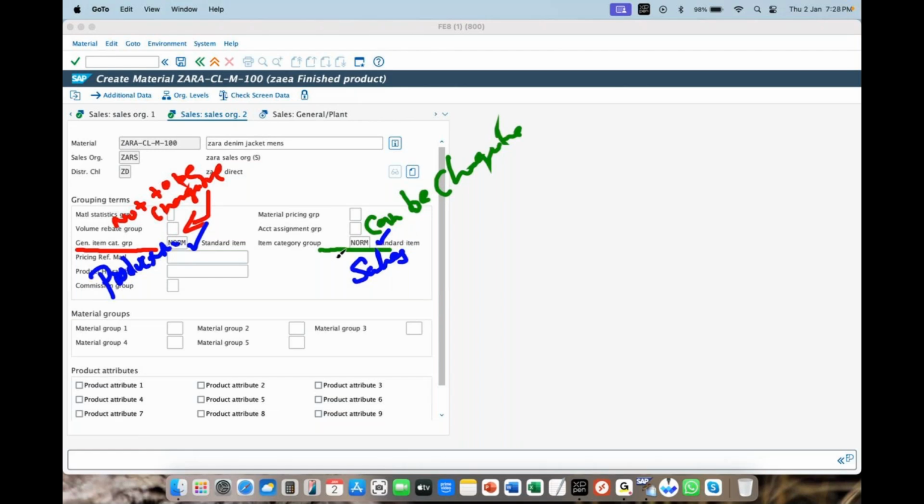So for the time being, let it be norm here. In the coming sessions, we'll see how to customize other item category groups and what the purpose of them is. At the moment, you all understand that the item category group controls the presentation of a product. According to the item category group maintained, the expression of the product will be justified. How many ways the expression can be, how many item category groups can be accommodated, you will see that.